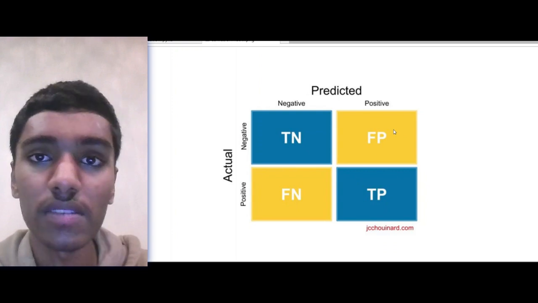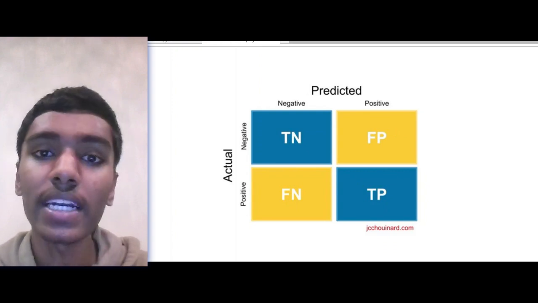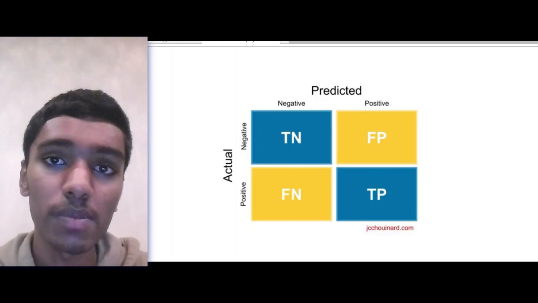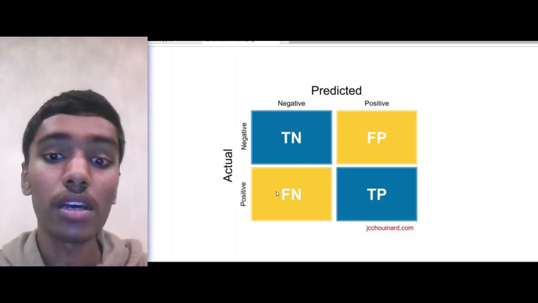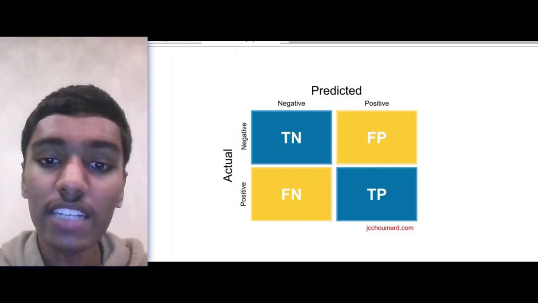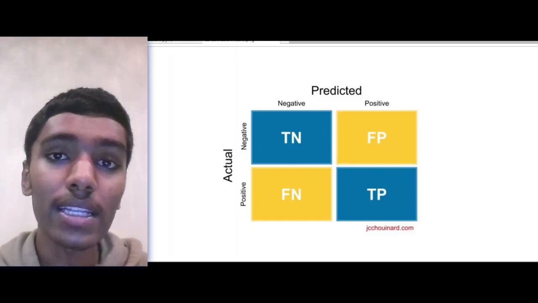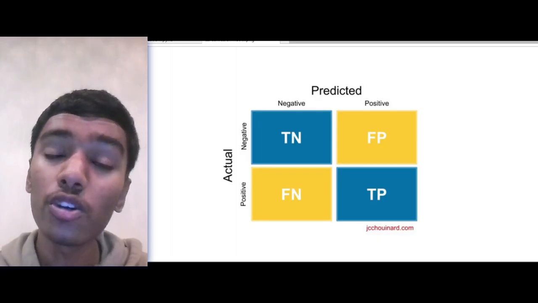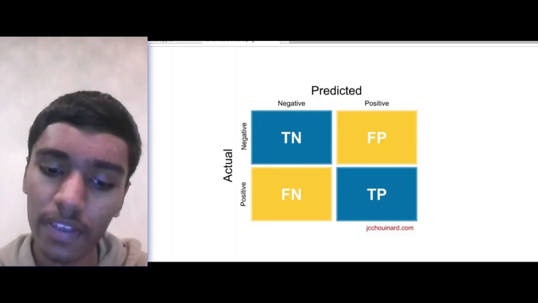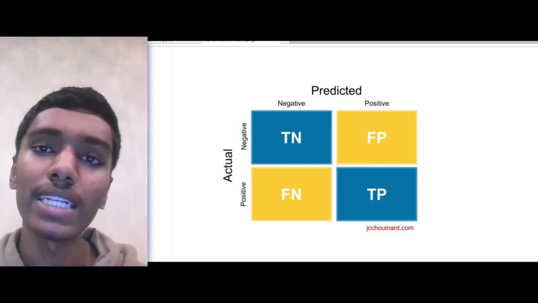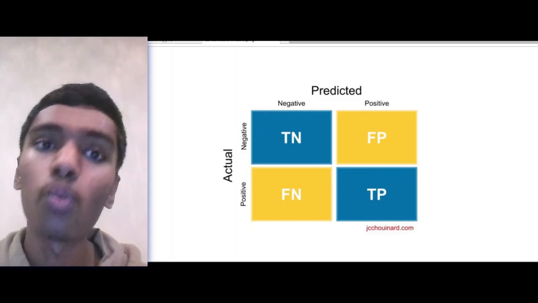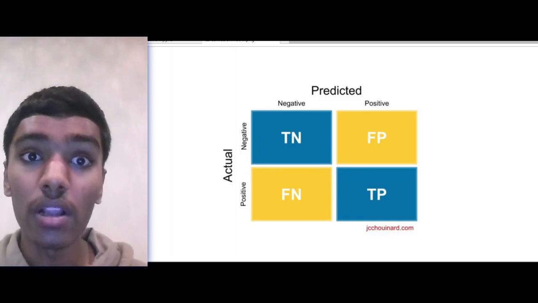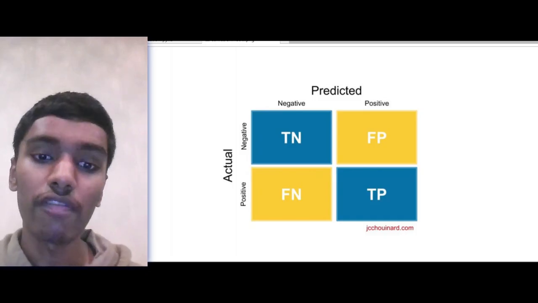FP means false positive. The model incorrectly identified something as being positive, which means the model incorrectly identified something as being 5. FN is false negative. False negative means the model incorrectly identified something as not being 5. If the model incorrectly identified something as not being 5, what is the value actually? Well, that means the value was 5, but the model identified it as being not 5.